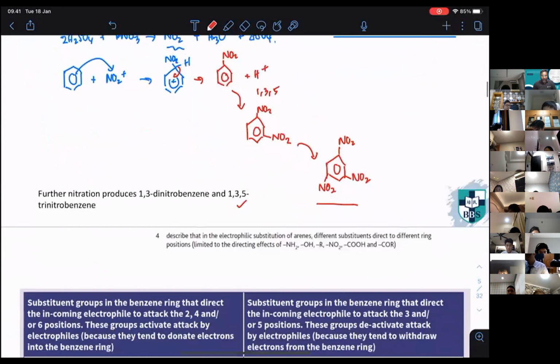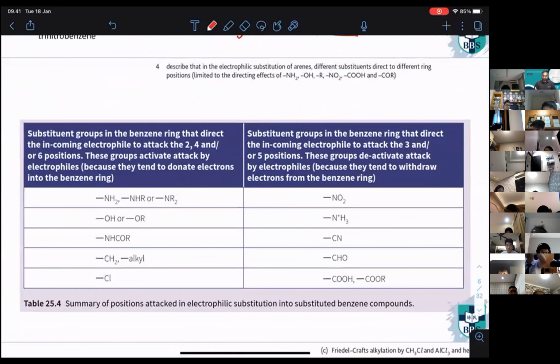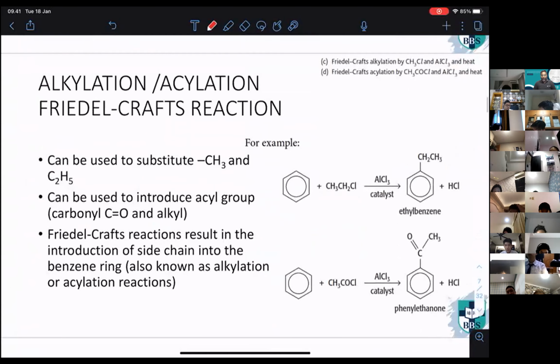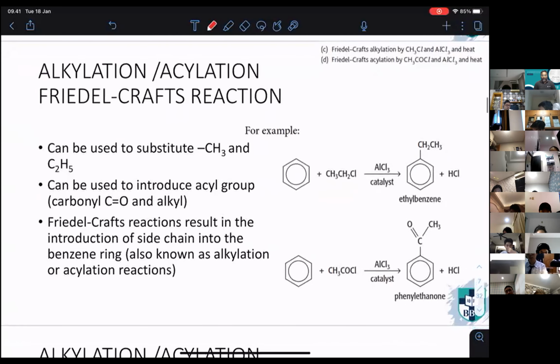So this one is done also, nitration. Next, we went through electron withdrawing group, and this is electron donating group. Now we are going to focus on this OH, phenol. Phenol is also an electron donating group. But before we go into that, we will look into alkylation and acylation. This alkylation and acylation is known as Friedel-Crafts reaction, and you need to have the catalyst and the heat.